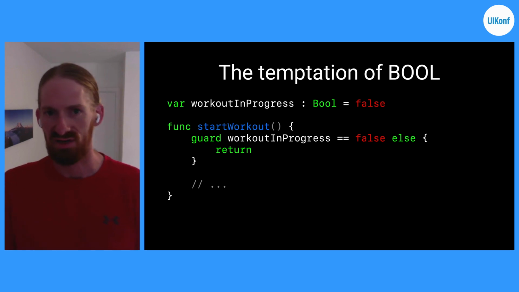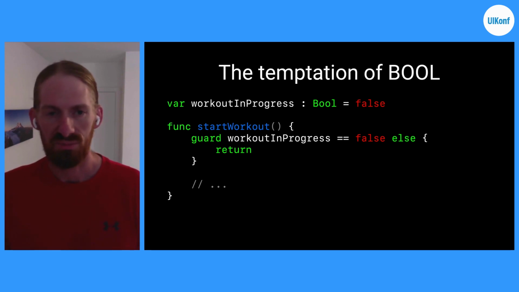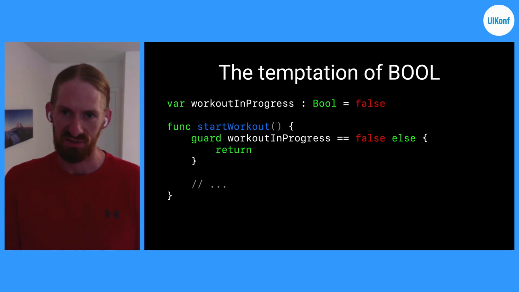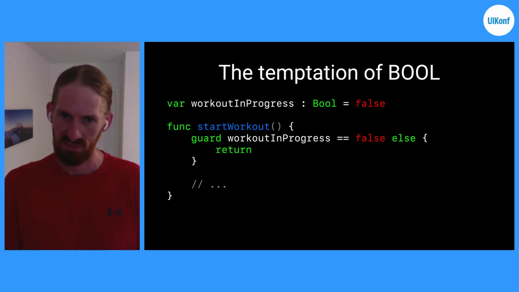Every time we add a state, it's tempting to use a bool instead of an enum. They're easy to create and simple to use. But even from just the first bool we define, it would have been better to use an enum. The purpose of the workout in progress state variable is different from the guard statement's question of whether or not it can start a workout.